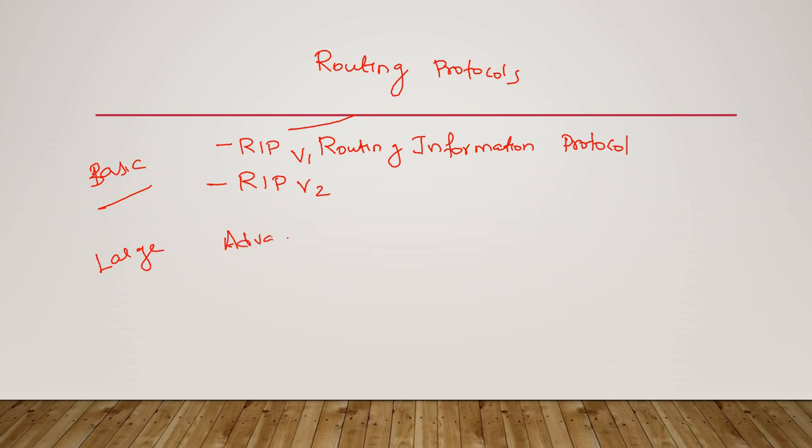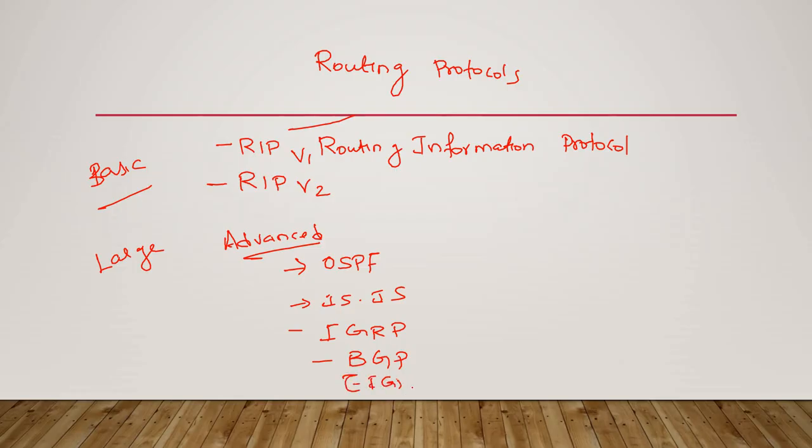What are the advanced routing protocols? They are OSPF, IS-IS, IGRP, BGP and EIGRP. All of these come under the advanced routing protocols. Mainly, routing protocols are classified in two different ways.